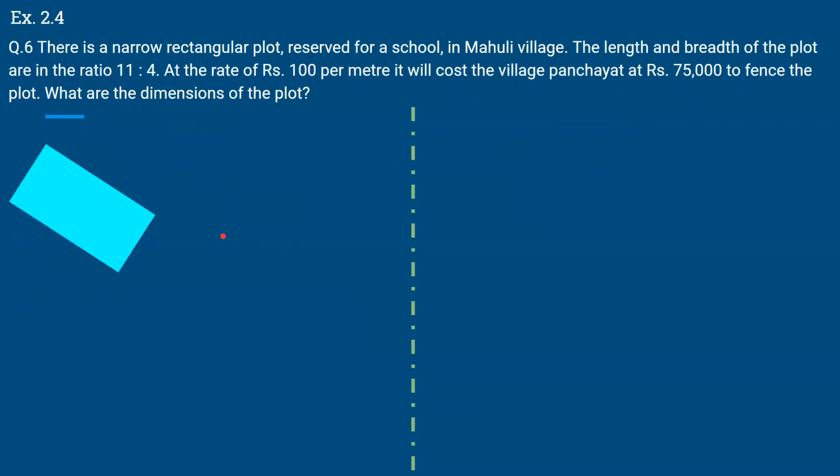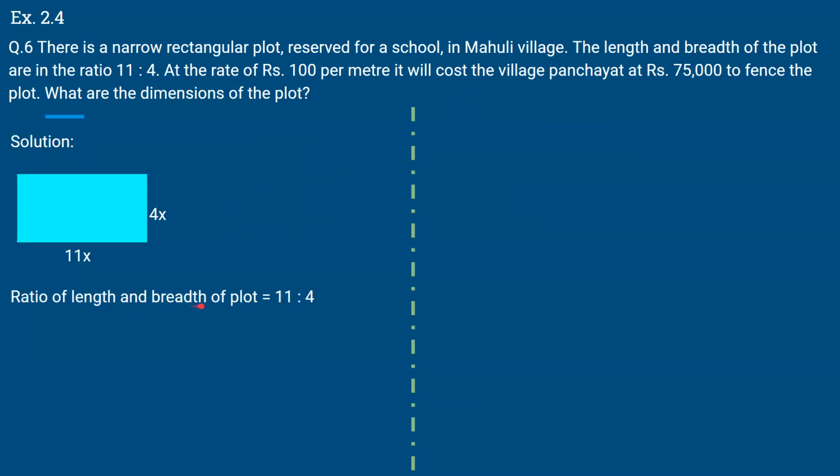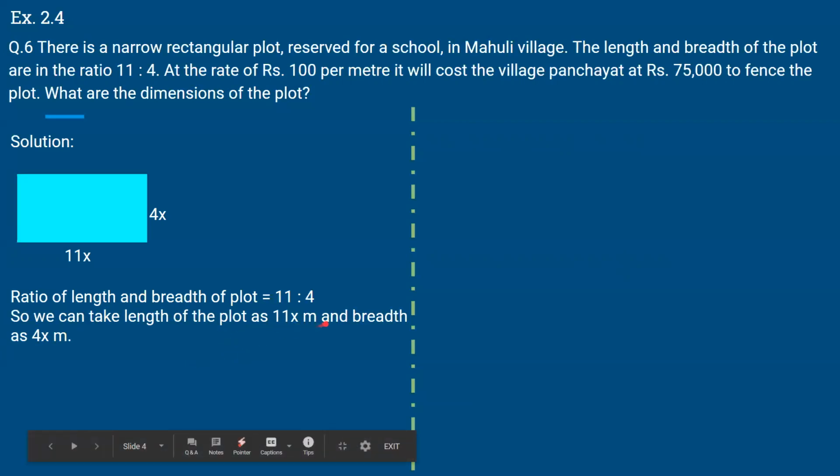Its length and breadth are in the ratio 11:4. So we can take length as 11x and breadth as 4x. So we can take the length of the plot as 11x meter and breadth of the plot as 4x meter. Now we can take L equal to 11x and B equal to 4x.